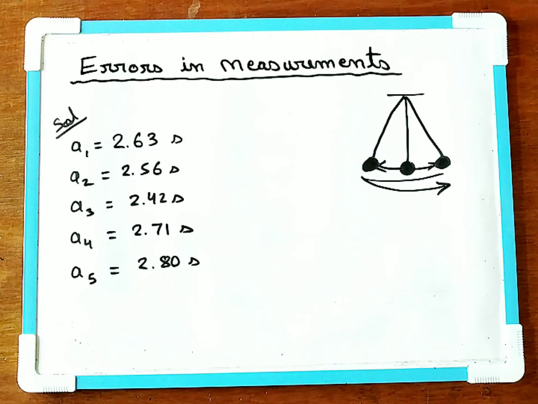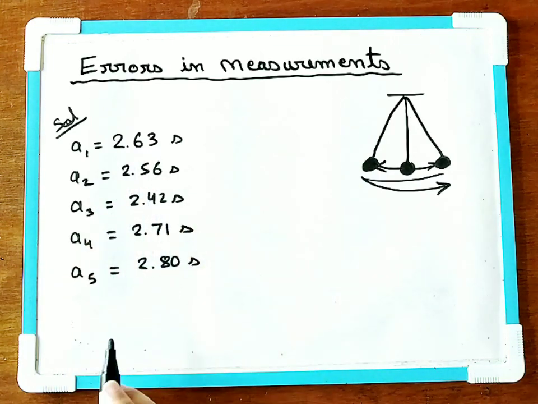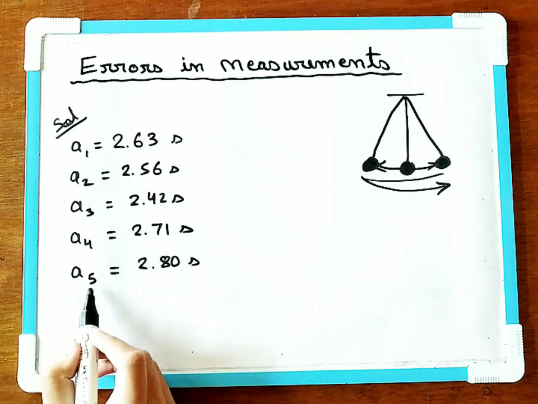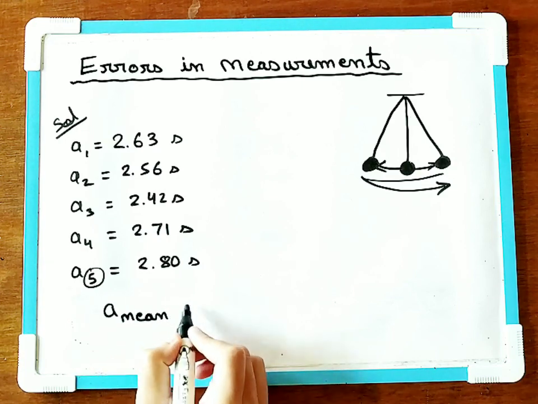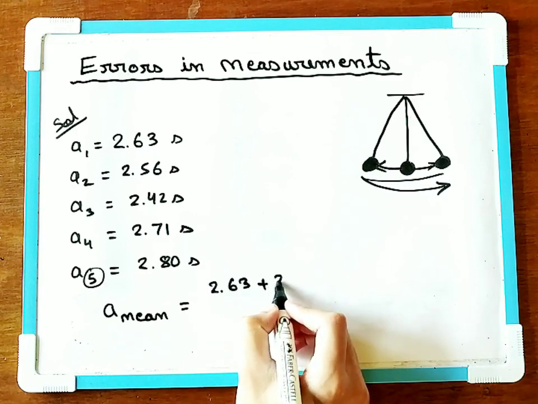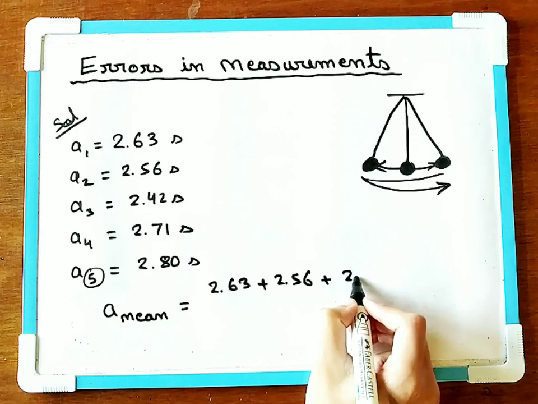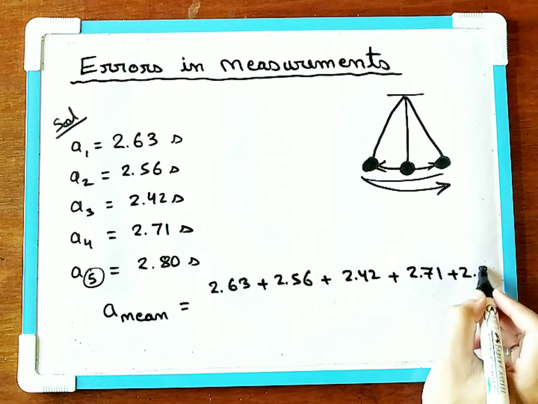So to calculate the absolute error, what do we have to do? First we'll have to know the true value. So we'll have to calculate the true value first. And how do we calculate the true value? To calculate the true value, you'll have to sum all these measurements here and divide it by the number of observations, which is 5. So here the mean, which is the true value, is a summation of all these: 2.63 plus 2.56 plus 2.42 plus 2.71 plus 2.80.